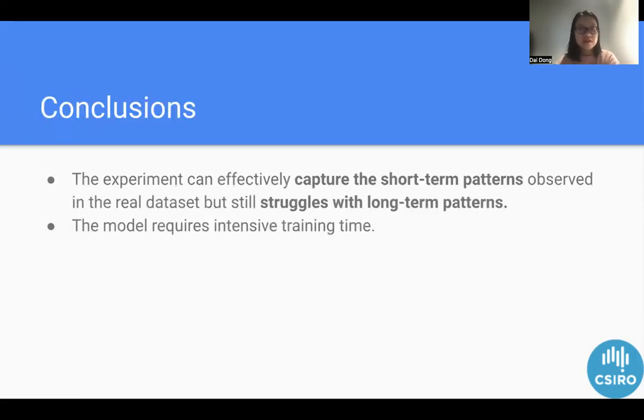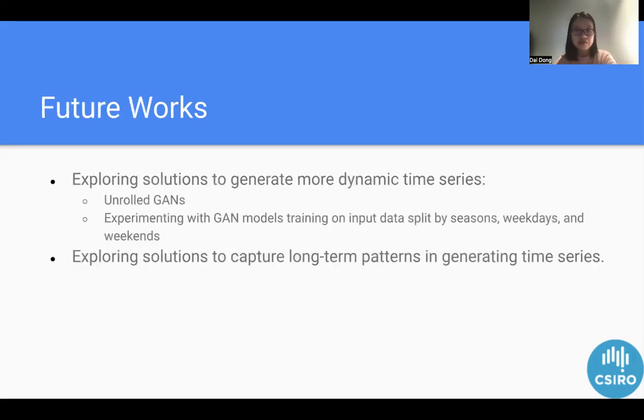So some of our conclusions are that the experiment can effectively capture the short-term patterns observed in the real dataset, but still struggles with the long-term patterns, and the models require intensive training time. Some future work that we'd like to do is to explore solutions to generate more dynamic time series, as well as some solutions to capture the long-term patterns in generating time series.